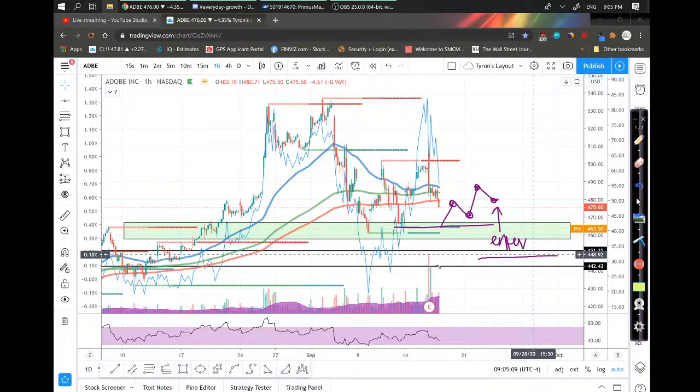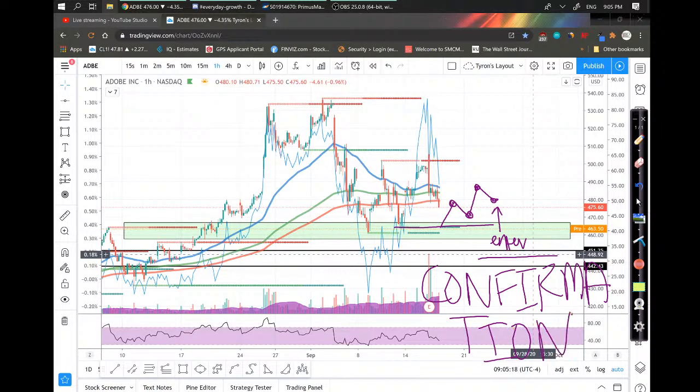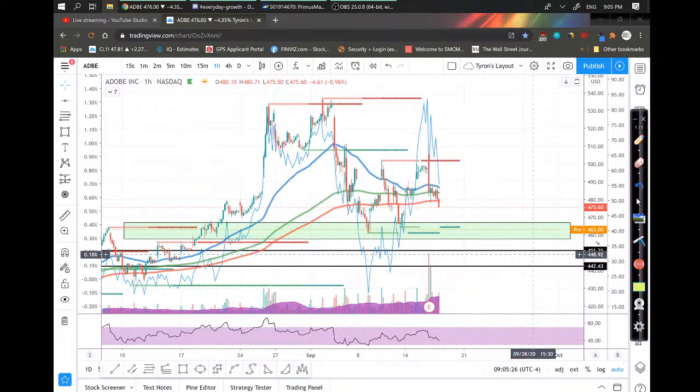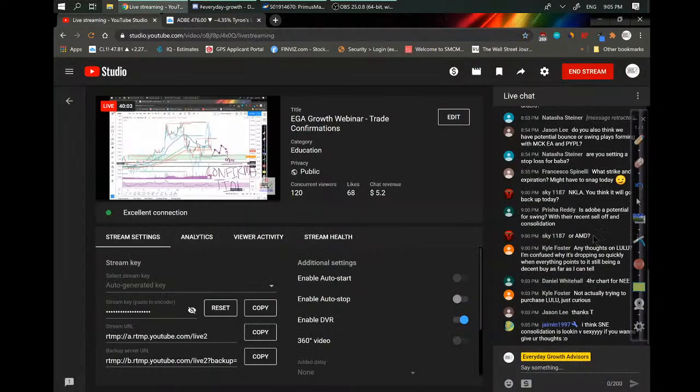Once you have a confirmation. You can't just take this here because you know it's a support. How do you know it's not going to do this and then this? You don't know. You need a confirmation, okay? You need a confirmation.